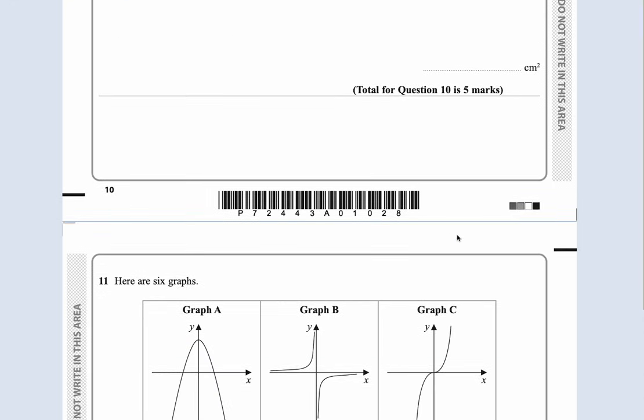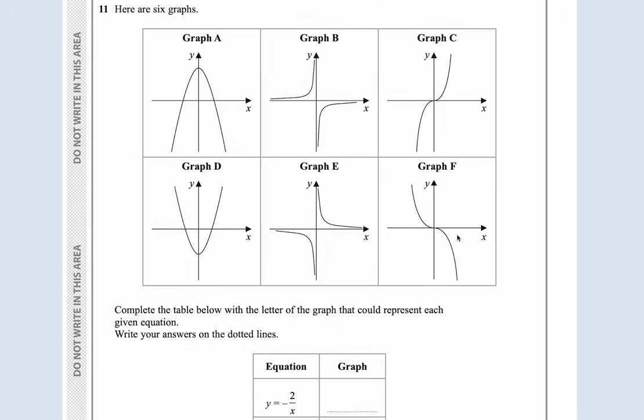Okay, question 11. Here are 6 graphs. Complete the table below with the letter that could represent each given equation. So there's a few graphs you kind of need to know generally what they look like. This is a negative quadratic. This is a positive quadratic. This is a positive cubic. This is a negative cubic. And then this is a negative reciprocal function, and this is the reciprocal function. And by reciprocal, I mean like 1 over x or 2 over x or something like this.